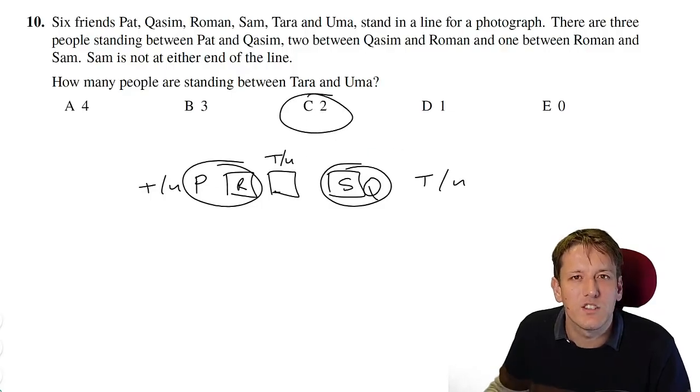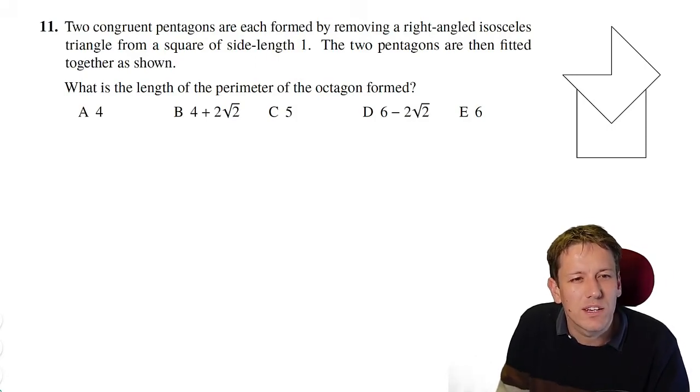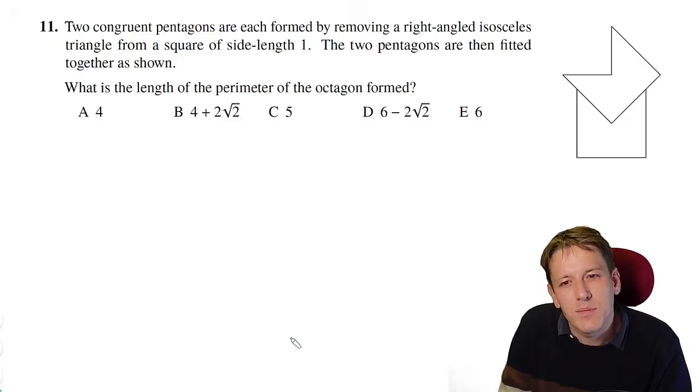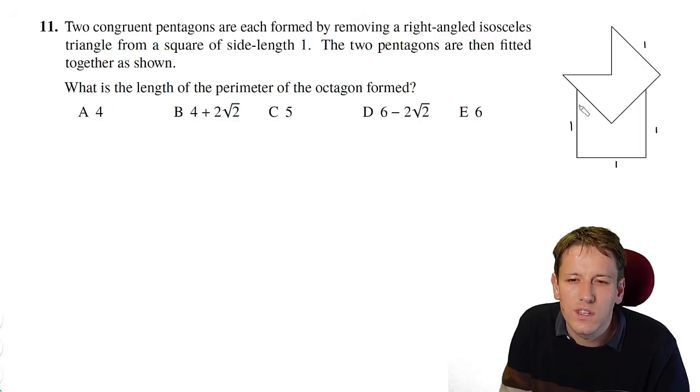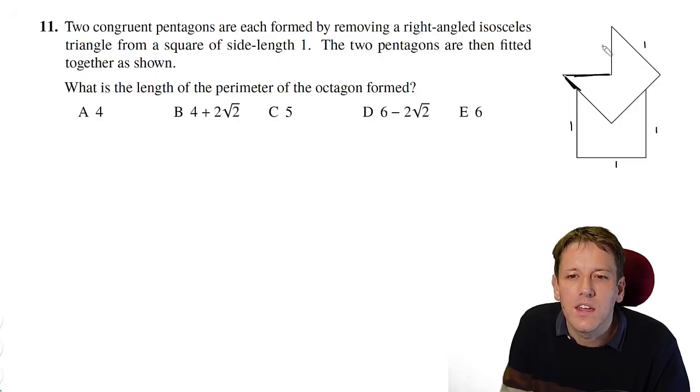In question 11, we've got 2 congruent pentagons, each formed by removing a right-angled isosceles triangle from a square of side length 1. We fit them together and we end up with an octagon, and so we want to work out its perimeter. Now, some parts of the perimeter are easier than others. Obviously, I've got this one, these side lengths are 1, 1, 1 and 1. So the 2 things I need to work out are what's this length here and then this length here, or also now.